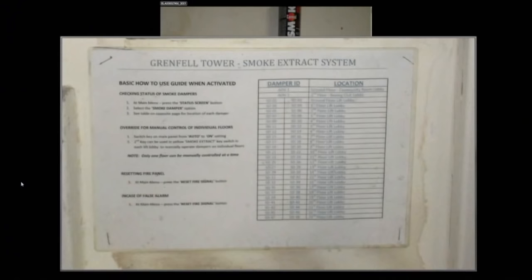Now, you can see the various steps, and the second step is override for manual control of individual floors, whereby you switch the main control panel from auto to on, as you can see, and then a second key to be used in yellow smoke extract key switch in each lift lobby to manually operate dampers on individual floors. Now, I know you didn't see these instructions. Does that trigger a recollection as to the kind of thing you were told about how to operate the system when you went in April 2016 to the tower?